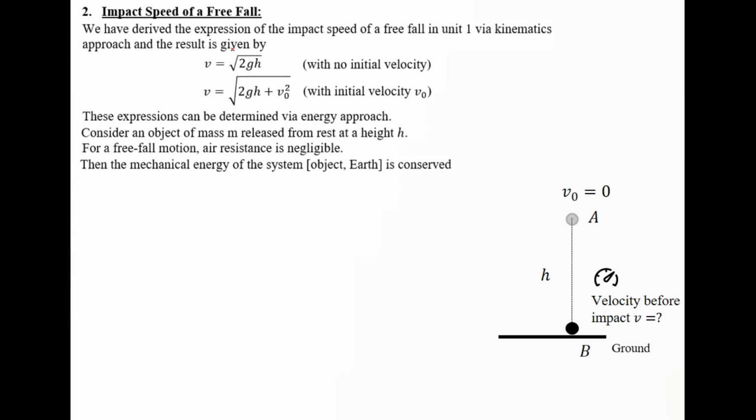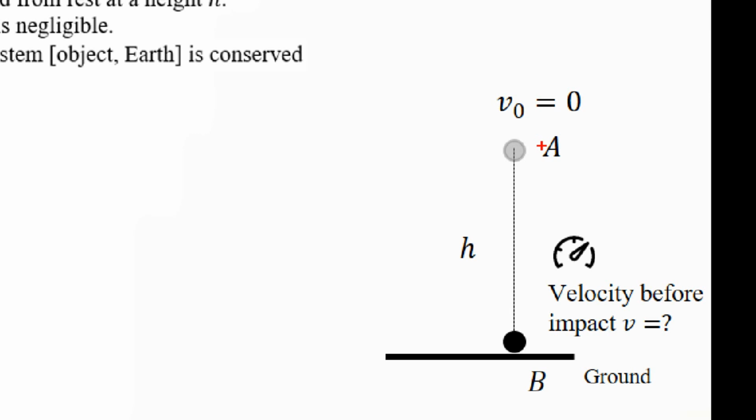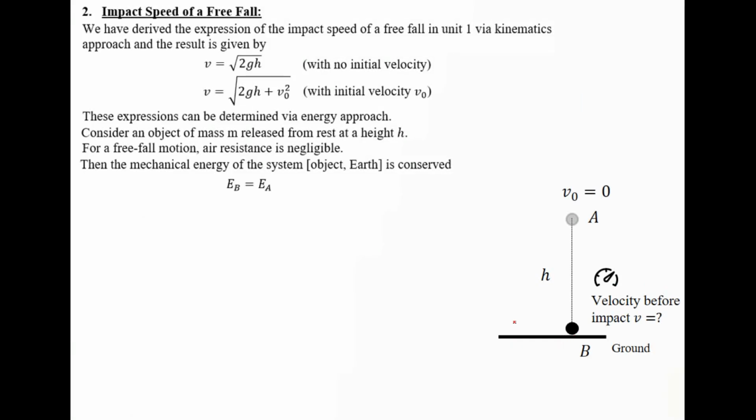Now we will consider two points A and B. A will be the initial point where we have left the ball, and B would be the point just before the ball momentarily hits the ground. And we can say that the mechanical energy at the point B is equal to the mechanical energy at the point A. This means that the kinetic energy at B plus the gravitational energy at B is equal to the kinetic at A plus the gravitational at A. Now why didn't we include the elastic potential energy of a spring? Because here we don't have springs.